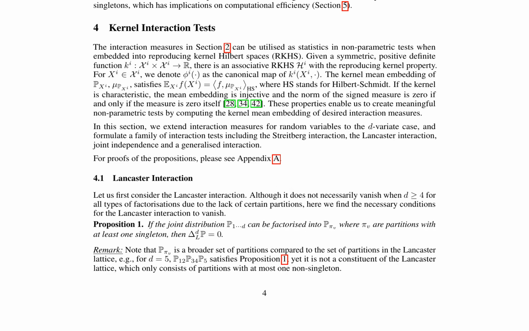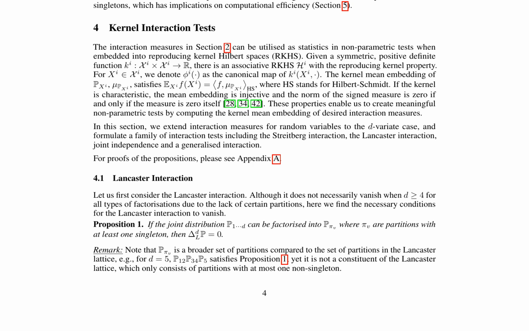The interaction measures can be utilized as statistics in non-parametric tests when embedded into reproducing kernel Hilbert spaces, RKHS. Given a symmetric, positive definite kernel function, an associated RKHS can be constructed, and the kernel mean embedding of a probability measure can be defined. The kernel mean embedding satisfies the reproducing kernel property, enabling the creation of meaningful non-parametric tests by computing the kernel mean embedding of desired interaction measures.